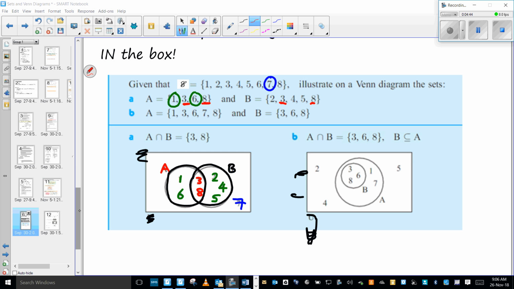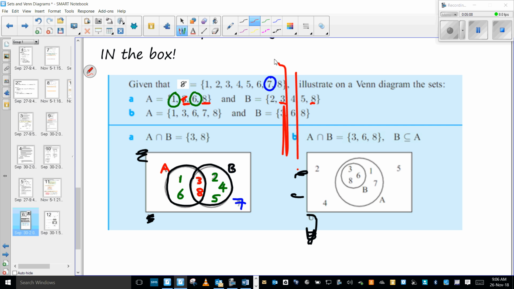Next one, B. We've got set A is 1, 3, 6, 7, 8. B is 3, 6, 8. So at this point, you say, aha, I'm going to look to see if there's any intersection. So I've got 3 in both of them, 6 in both of them, and 8 in both of them.